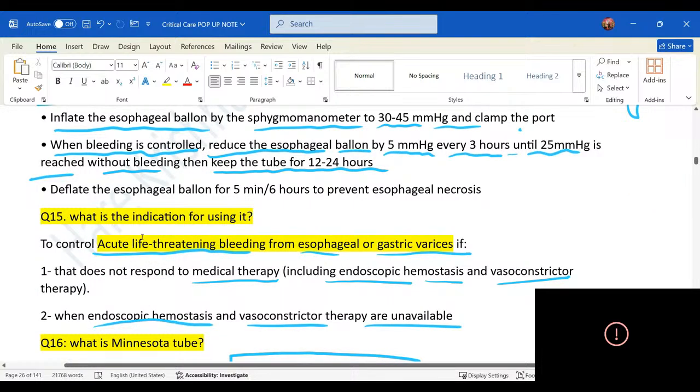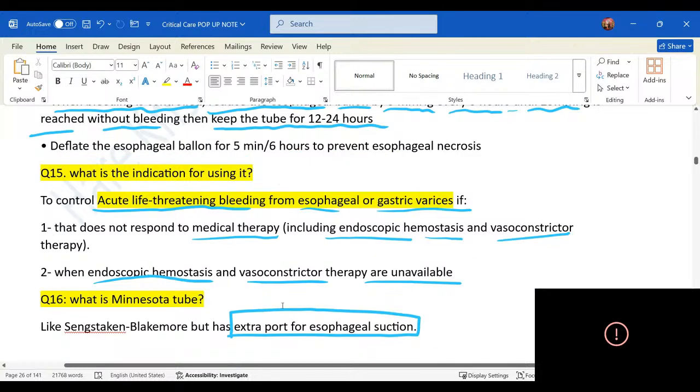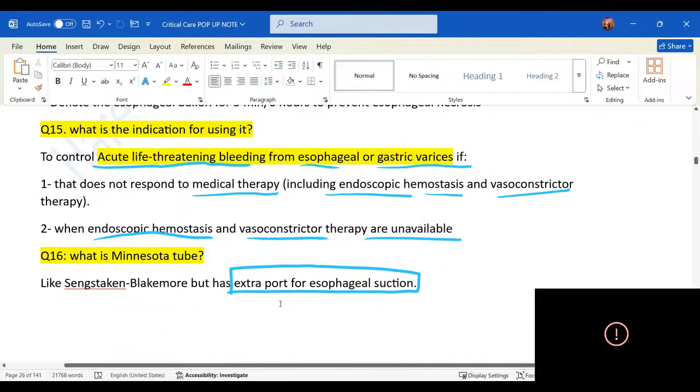It is used to control acute life-threatening bleeding from esophageal or gastric varices that does not respond to medical therapy, including endoscopic hemostasis and vasoconstrictor therapy, or when endoscopic hemostatic or vasoconstrictor therapy or endoscopic band ligation is unavailable. Like the Sengstaken-Blakemore tube, the Minnesota tube is a double balloon catheter with an extra esophageal suction port.